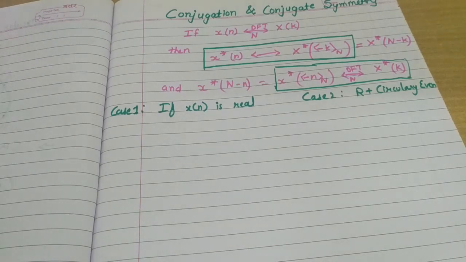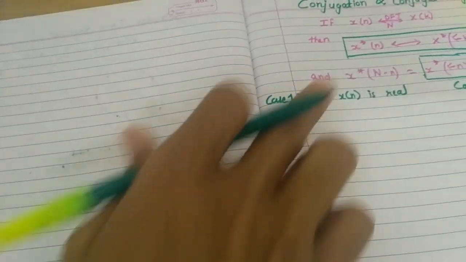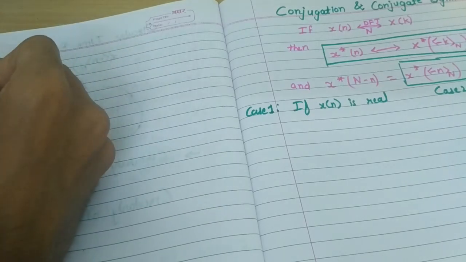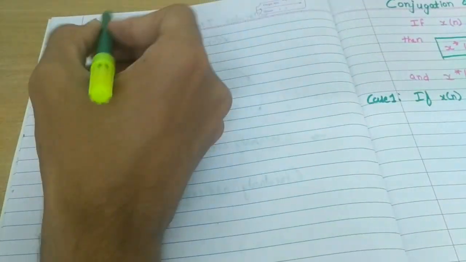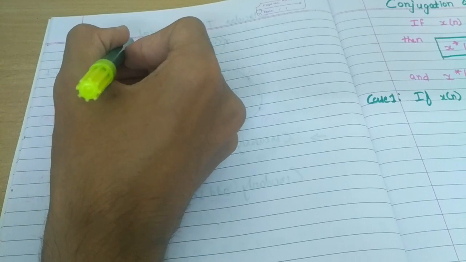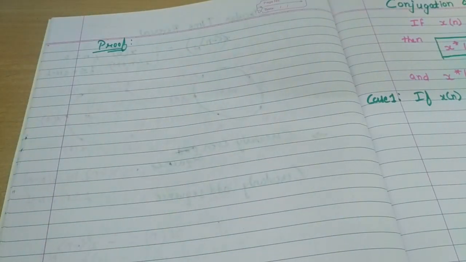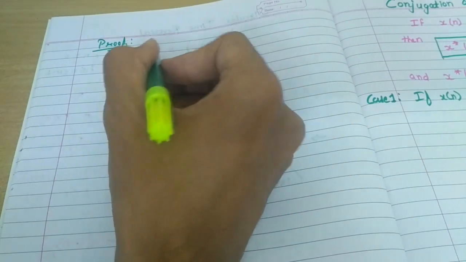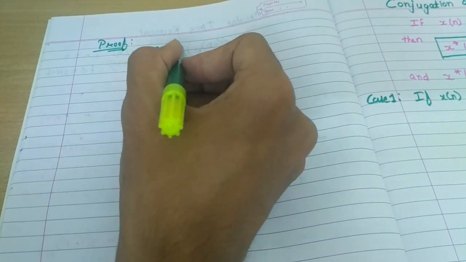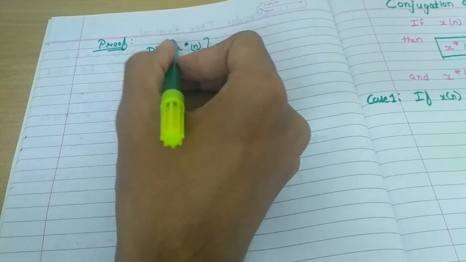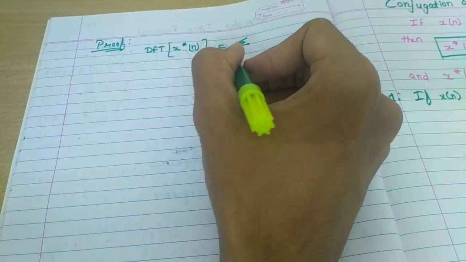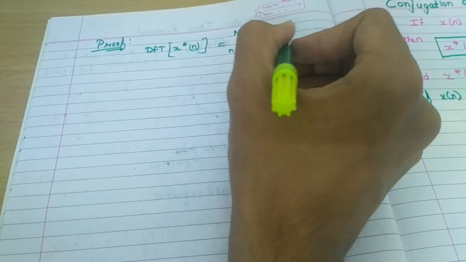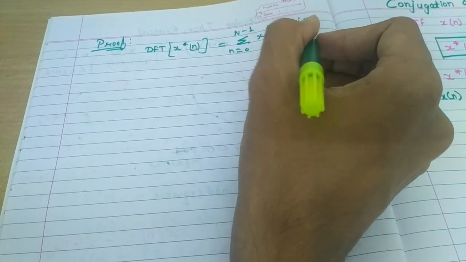Though it is simple, you can do it. I am doing the first part, I am proving this. The rest you can manage. So here is the proof. So how to proceed? Simple. We will find the DFT of x conjugate of n. So by definition, here x conjugate will appear and the rest remains the same.